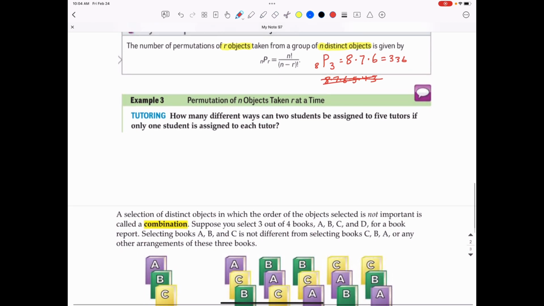How many different ways can 2 students be assigned to 5 tutors if only 1 student is assigned to each tutor? So we have 5 tutors, and only 2 students are going to be assigned to these 5 tutors, and one tutor is not going to get both students. Since this situation would be 5P2, that means 5 tutors to choose from, but we're only choosing 2 of them to assign these 2 students. So that would be 5 times 4. Starting with the 5, counting down the first 2 numbers, so 5 times 4, and that equals 20.